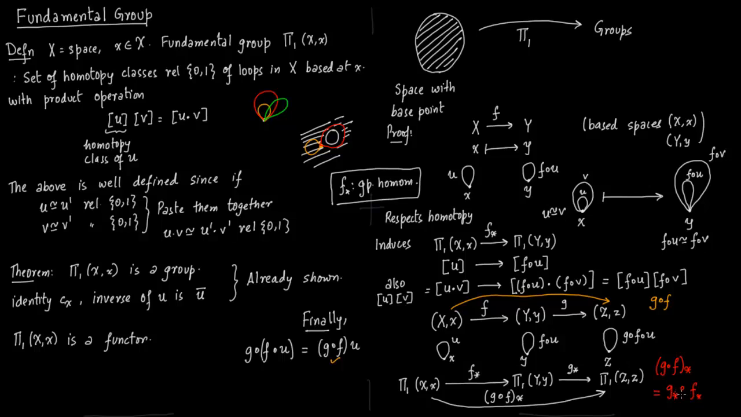And that is it. You can also write now for a map for the identity on X. So instead of f, you just write ID on X, and then that ID on X also induces an identity map on the fundamental groups. So those are the three conditions which will show that this is a functor.